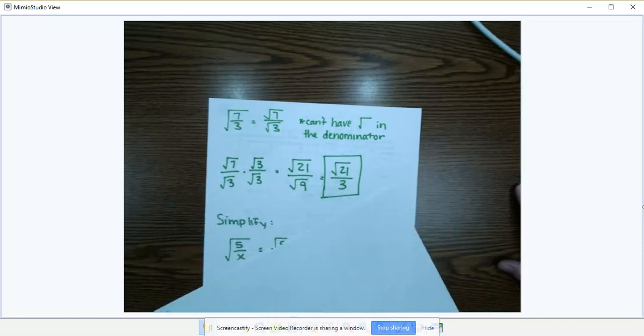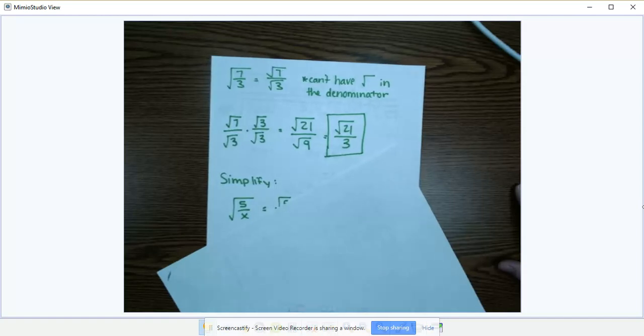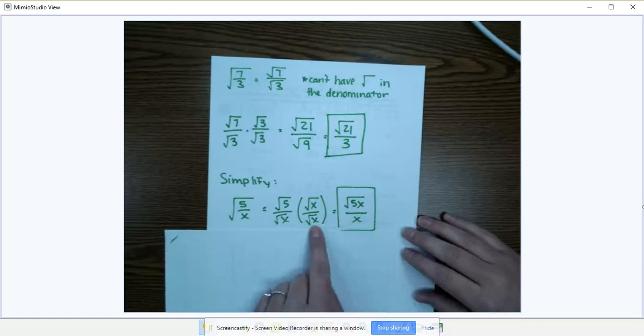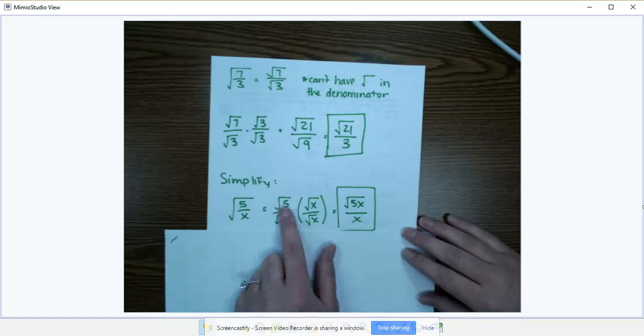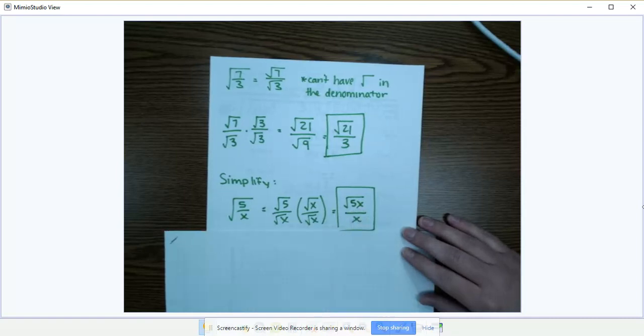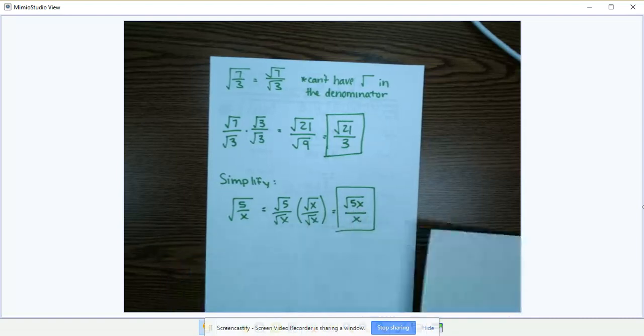Okay, here we have square root of 5 over x. So we can rewrite that as root 5 over root x. Again, we need to multiply by root x over root x. When we do that, we get root 5x over x. And that's as simplified as we can go.